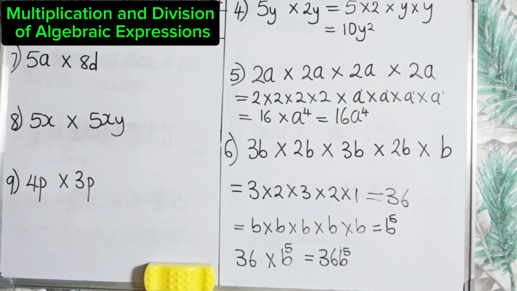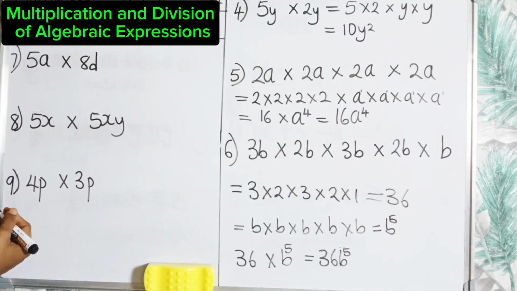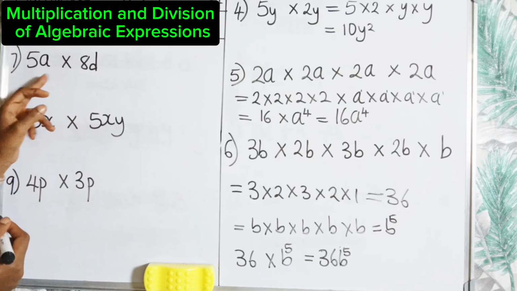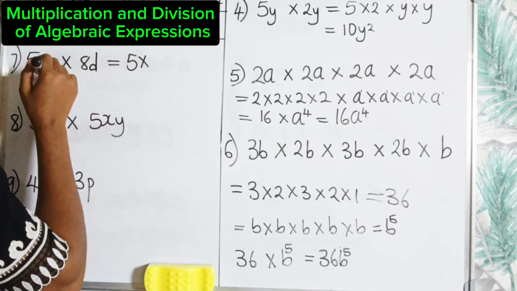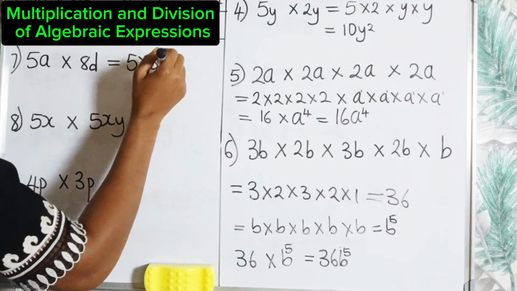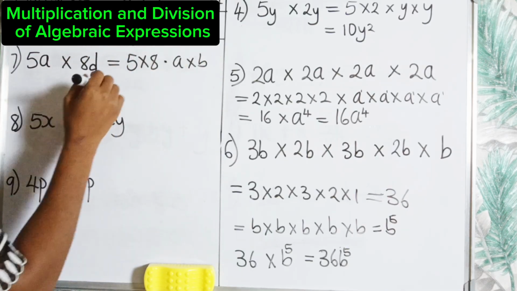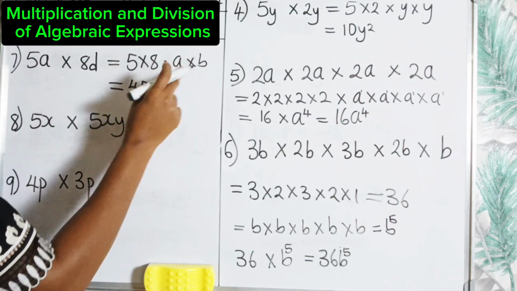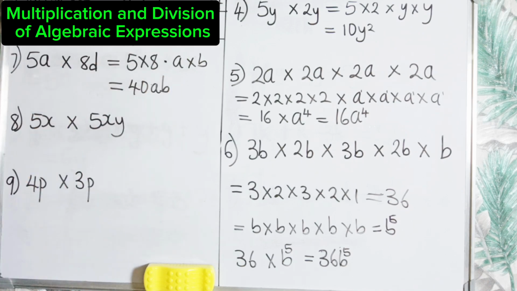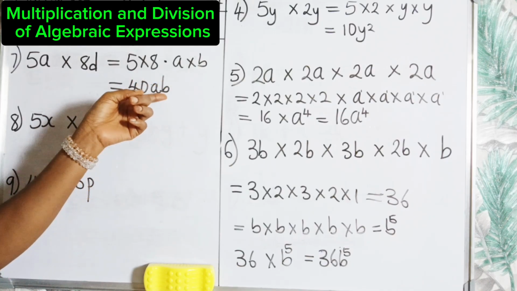So for number 7, under the multiplication of algebraic expressions, we have 5a times 8b. Remember, like I said before, you multiply the coefficients. So here we are going to have 5 times 8, and then we now multiply it by a times b. Okay, and this is equal to 5 times 8 is 40. A times b is ab. So two variables that are not the same can actually multiply themselves like this.